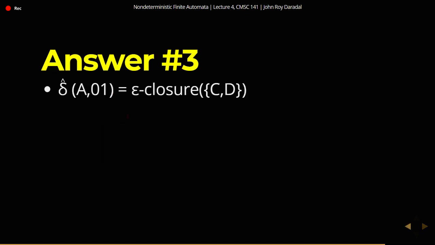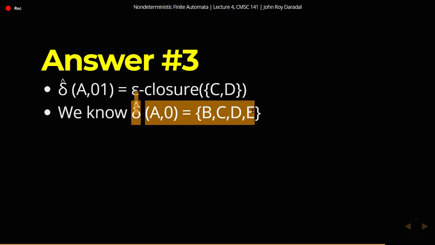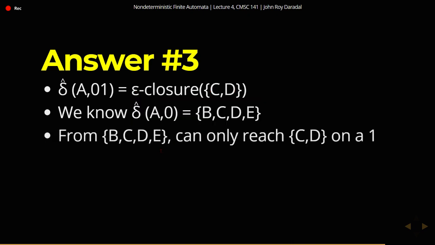Okay, and then on 0, 1, so from B, C, D, E, from A on 0, if we process 1, we get to C and D. So as I've said, A on 0 goes to B, C, D, E. From B, C, D, E, we can only reach C and D on a 1. So we'll take their epsilon closures as well. But the epsilon closures of C and D are still C and D because there are no epsilon transitions anymore.